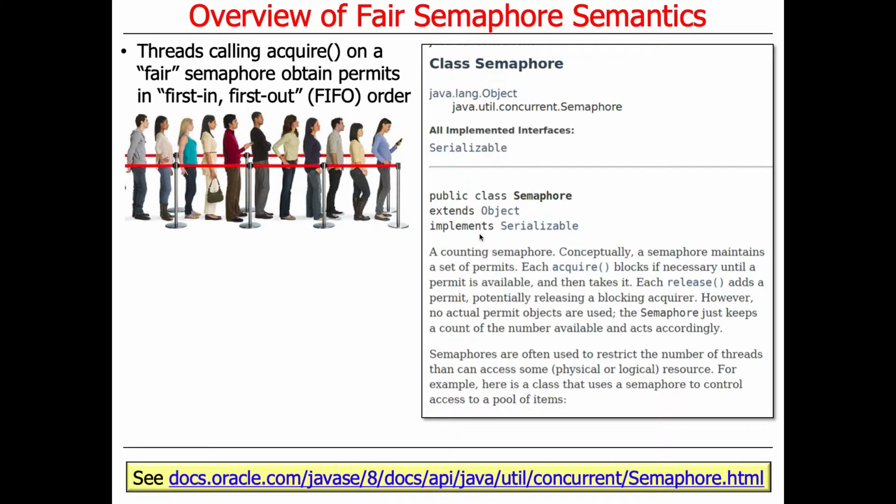So the bottom line is that if you implement a fair semaphore, then when threads call acquire, they obtain a permit or permits or whatever they're trying to do in first in, first out order, because that's fair, right? That's a queue, right? If you have people in a queue, you want to give priority to the one that's been there the longest.